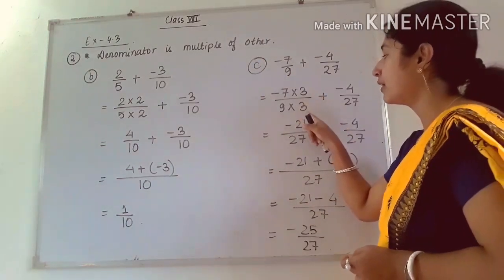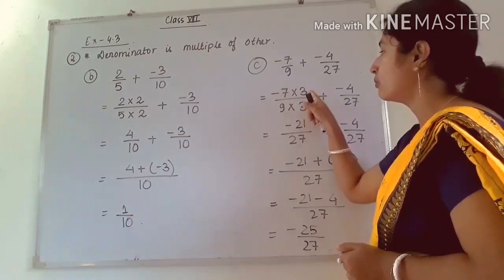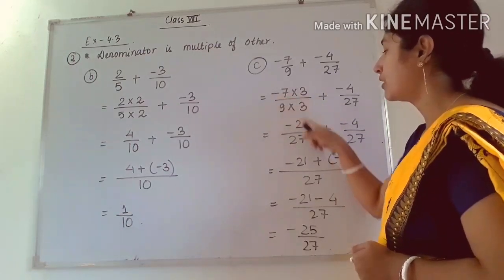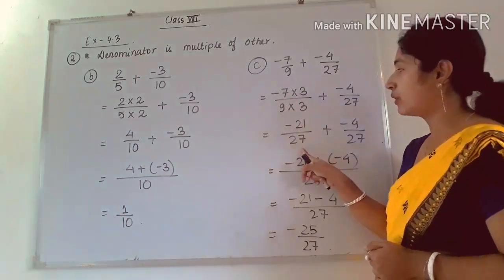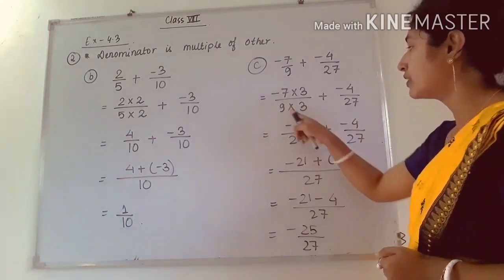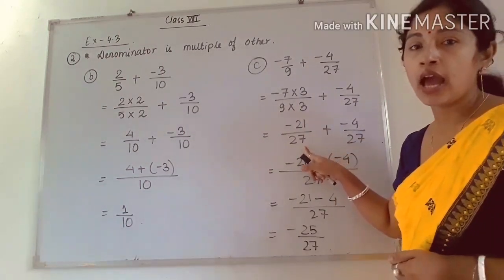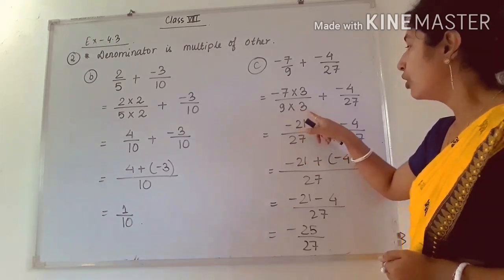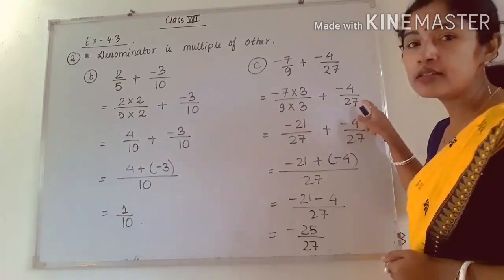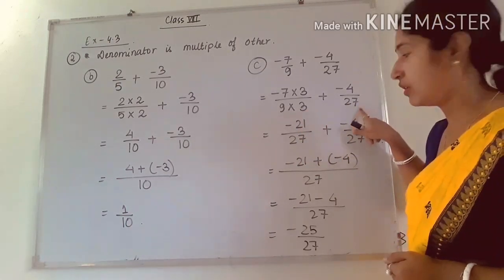Like I have done in number B, the same I have done here. I am multiplying by 3 in numerator and denominator. So minus 21 by 27. Why is it 27? See, 9 3s are 27. I am multiplying by 3 to make it like the second denominator, that is 27.